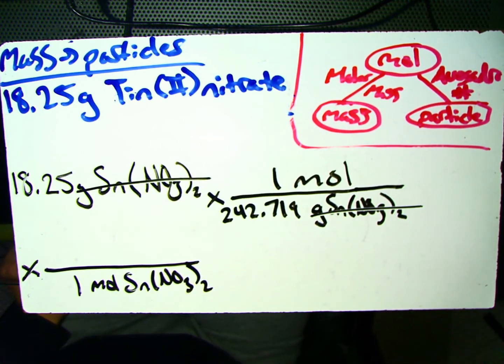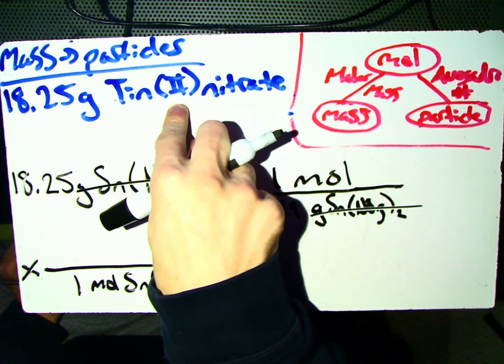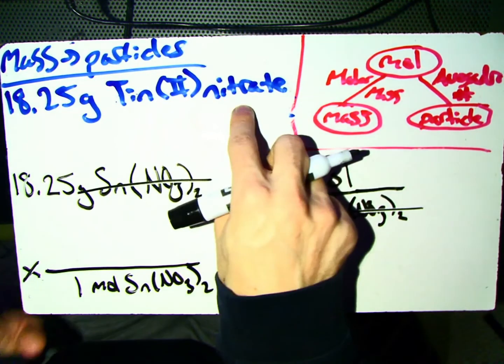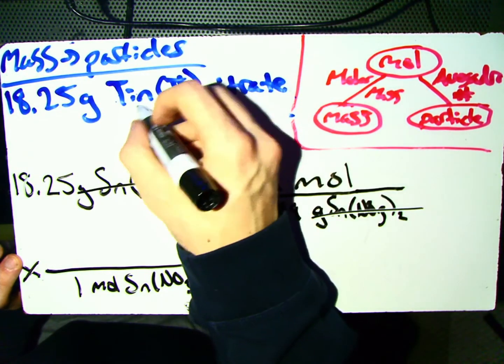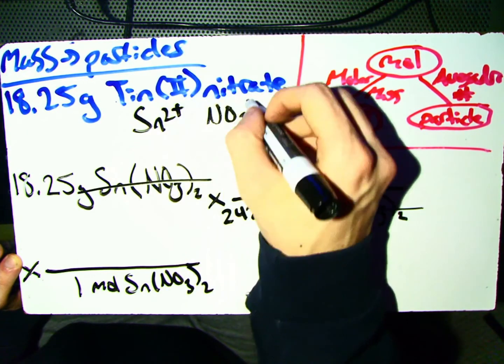By the way, I don't know if I have to reiterate this in case you forgot. The 2, the numerator, that represents the charge of tin, right? Nitrate has a charge of 1 minus. Maybe it'll help you to see tin, NO3 1 minus.